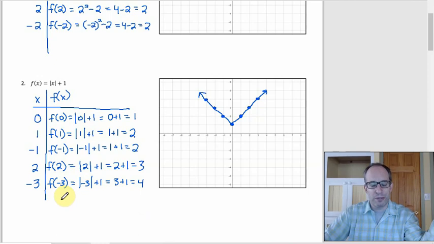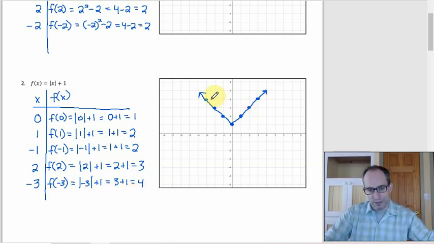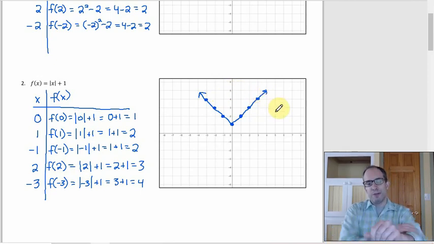So f of negative 3, you're going to get the absolute value of negative 3 plus 1. But the absolute value of negative 3 is 3, so 3 plus 1, that's 4. There's that point. And if you subbed in a positive 3 instead, you would get 4, which is right there. And absolute value functions generally have kind of a V shape.